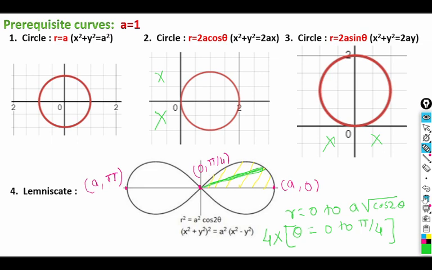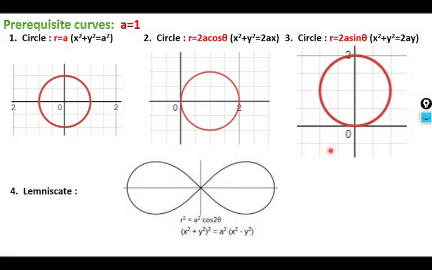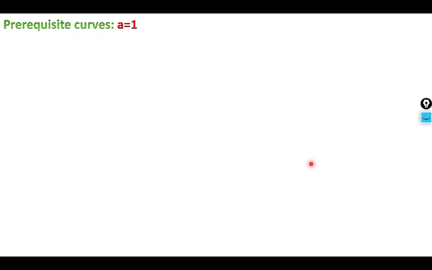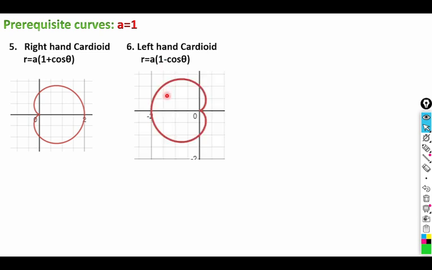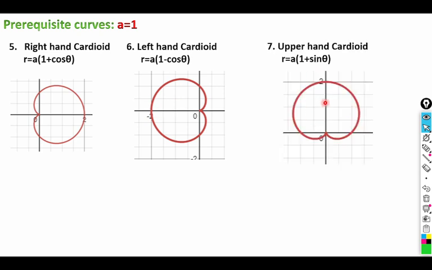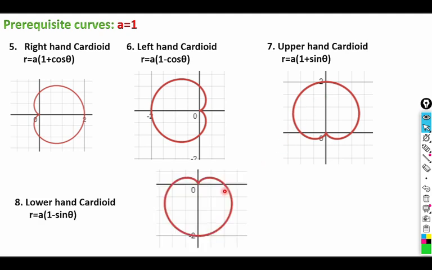The last set of curves that we have is the cardioid. The name is given cardioid because these are heart-shaped curves. There are a total of 4 cardioids. r equal to a(1 plus cos theta) is on the right-hand side, the right-hand cardioid. Then r equal to a(1 minus cos theta) is a left-hand cardioid, on the left side. Then r equal to a(1 plus sine theta) is the upper cardioid, and last, r equal to a(1 minus sine theta) is the lower cardioid. Cardioids are again very important, and a number of questions are on the cardioid.